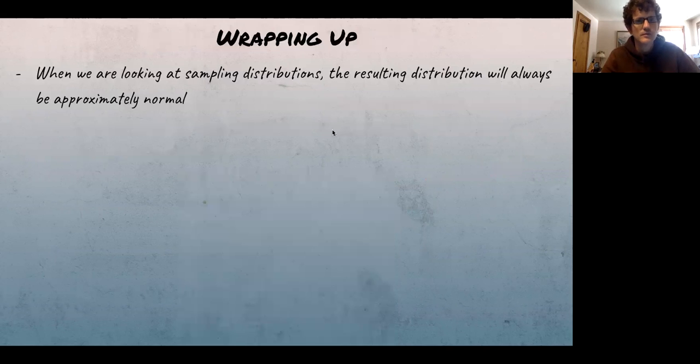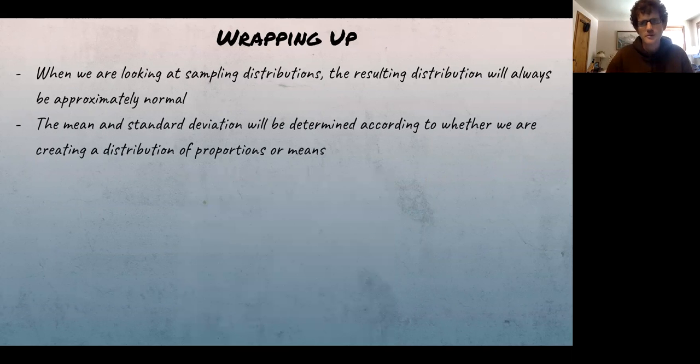Okay, when we're looking at a sampling distribution, the resulting distribution will always be approximately normal. The mean and standard deviation will be determined according to whether we are creating a distribution of proportions or means. So I think the purpose of that sentence is just to say we have our formulas.